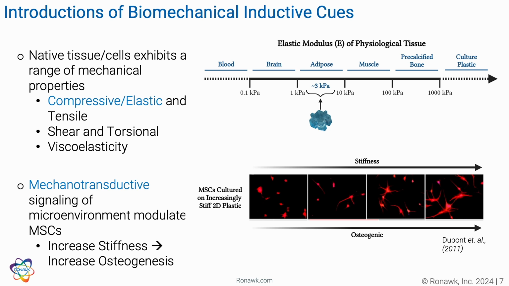This is just an example of mesenchymal cells cultured in different stiffnesses and how they show their differentiation in terms of their osteogenic potential. We can see that the stiffer they are, the more they behave like osteoblasts, which was their main goal there.